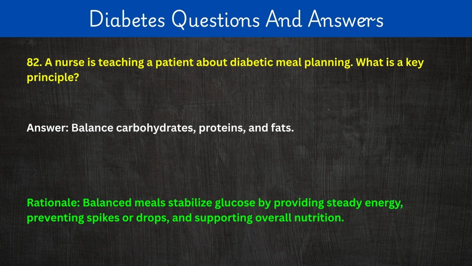82. A nurse is teaching a patient about diabetic meal planning. What is a key principle? Answer: Balance carbohydrates, proteins, and fats. Rationale: Balanced meals stabilize glucose by providing steady energy, preventing spikes or drops, and supporting overall nutrition.